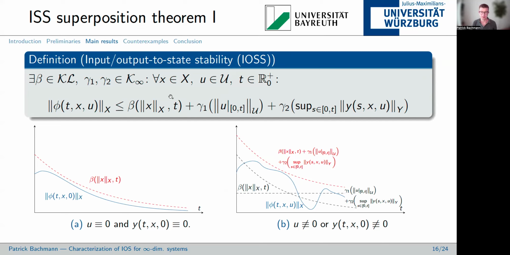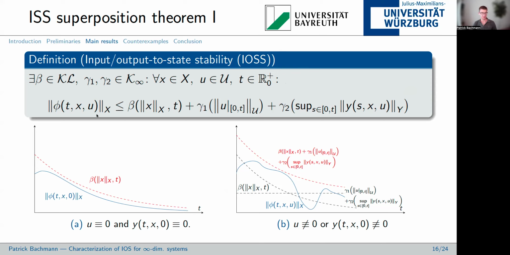Another result that we found is the one on ISS again. So we again found an ISS superposition theorem, and for this it's necessary to introduce another definition. So input-output to state stability. So the difference, this notion basically means, or is, a nonlinear version of detectability.